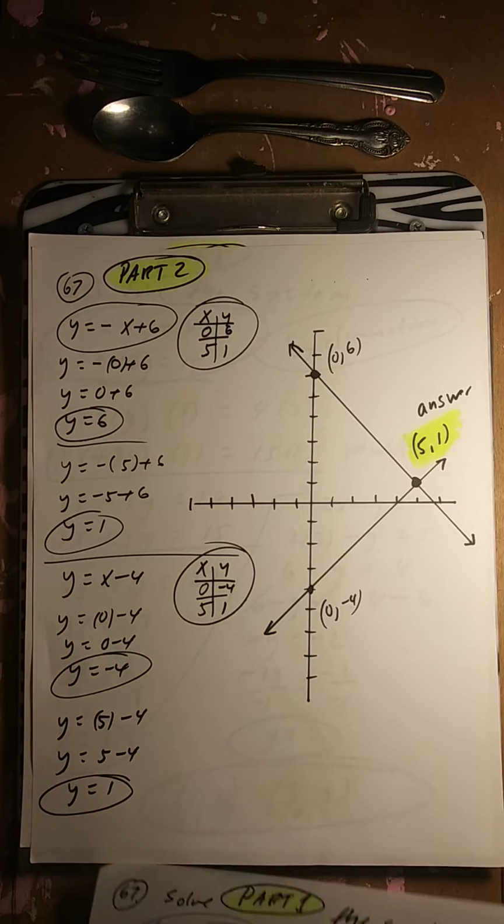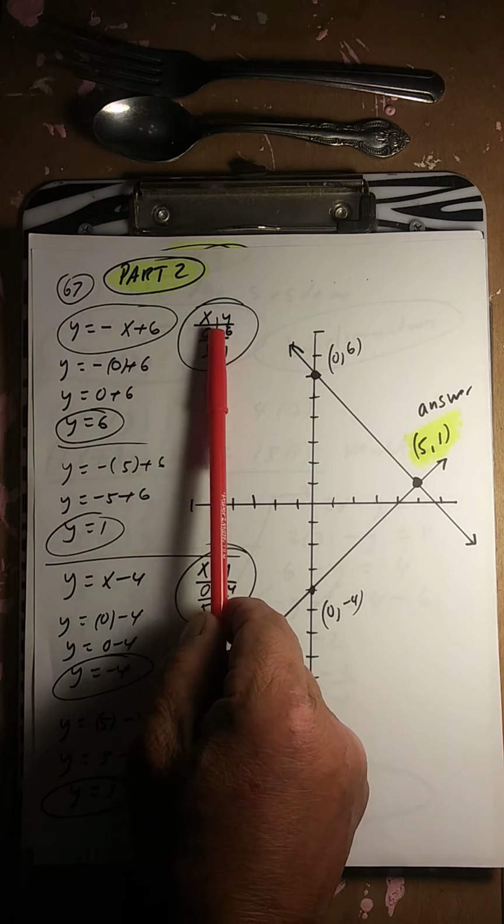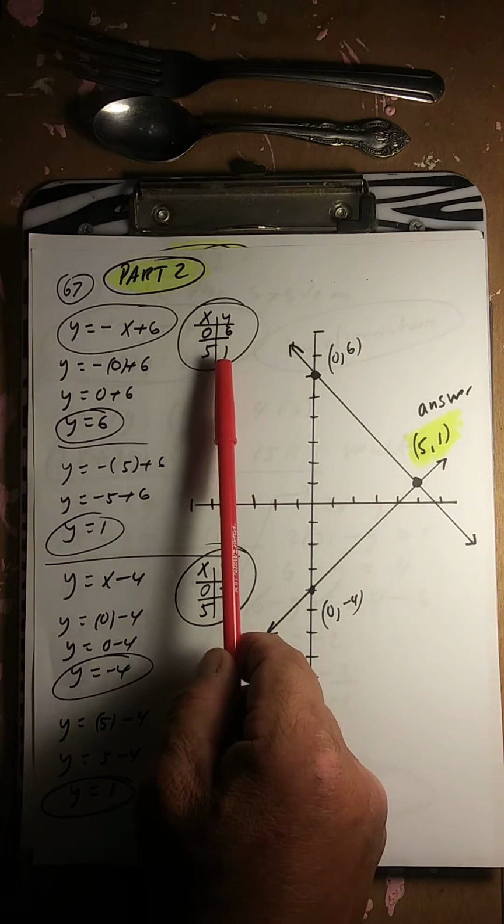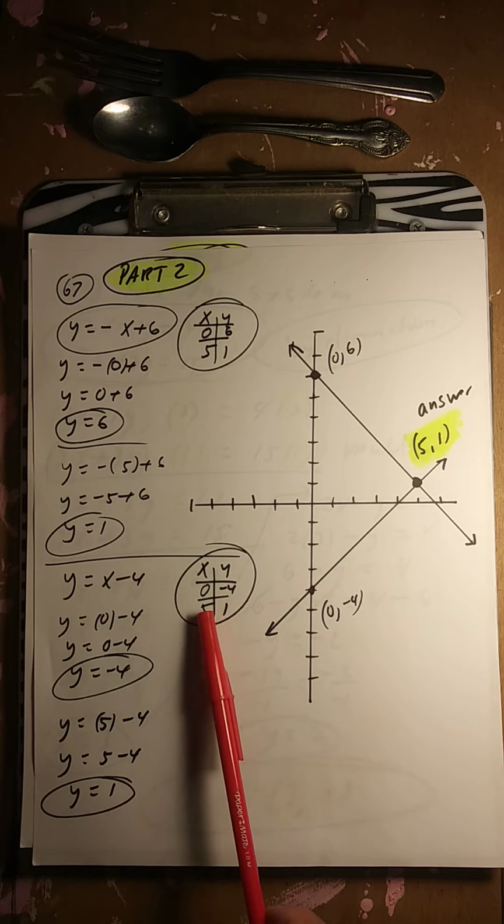Part 2, we're going to go ahead and graph these guys. So y equals negative x plus 6. Put some numbers in there. Put a 0, you get that. Put a 1, 5, you get that. And for this one, put a 0 in there. Put a 5 in there.